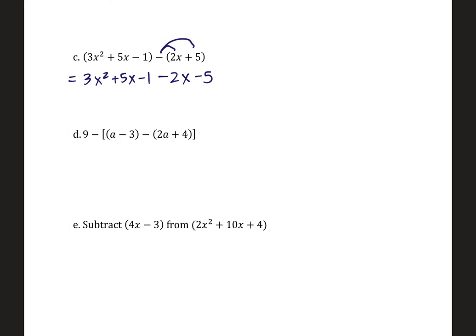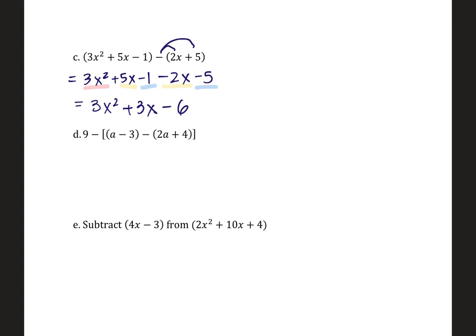From here, I'll combine like terms. If you want, you can match them again. So we have 3x squared. There's no other x squareds. We have x's, 5x, and negative 2x. And then for the numbers, we have negative 1 and negative 5. Now we'll combine them. 3x squared. 5x plus negative 2x. 5 plus negative 2 is positive 3. So plus 3x, make sure you do have that plus sign in between, or a minus sign whenever it's negative. Negative 1 plus negative 5 is negative 6, minus 6.